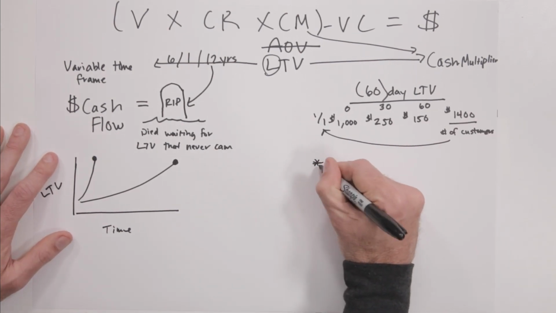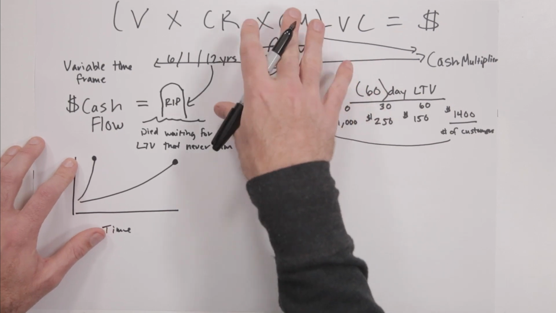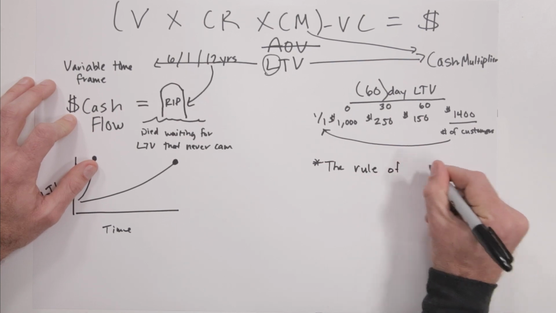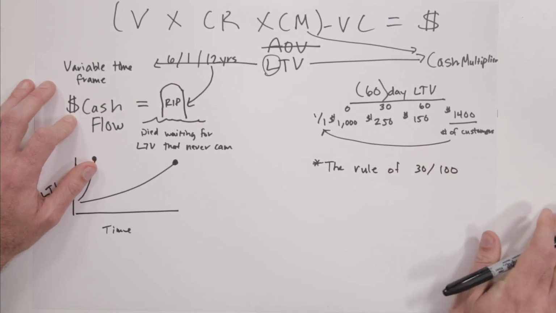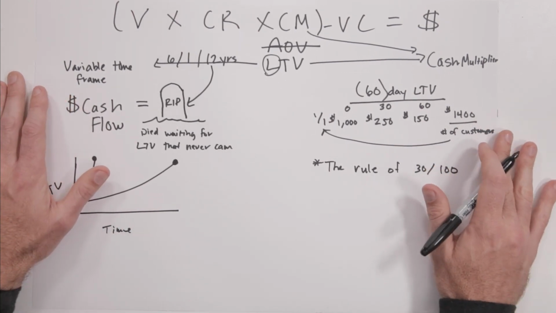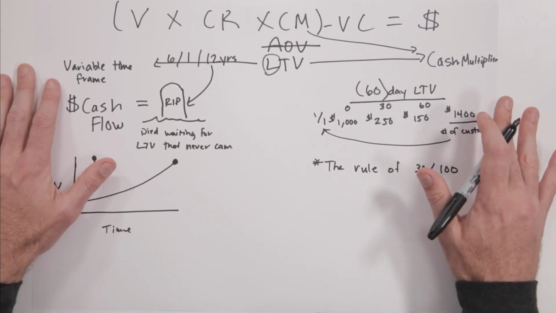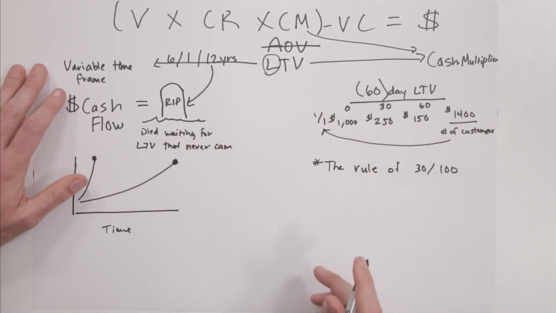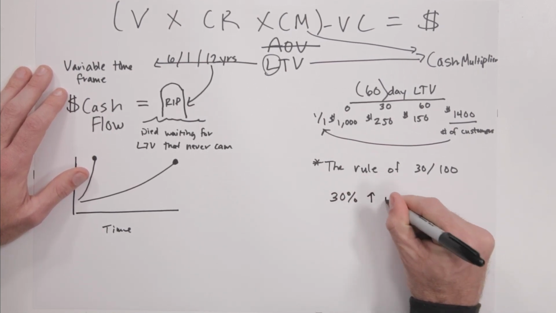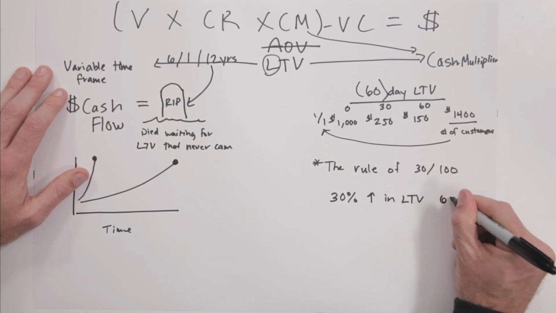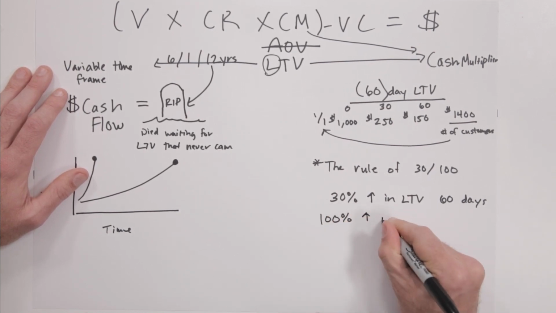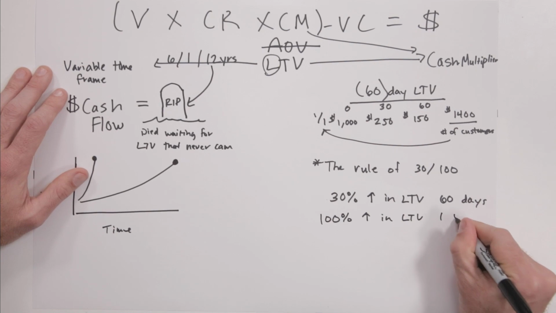When you think about trying to understand what is good, how your business is doing as it relates to cash multiplier, I want to turn you on to a general principle we call the rule of 30 and 100. Businesses that are able to sustain continued growth and are showing a signal of clear brand development, where there's a connection between the customer and an ongoing relationship with your brand, will reflect metrics that look like this. They will have a 30% increase in LTV within 60 days, and they will have a 100% increase in LTV within 1 year.